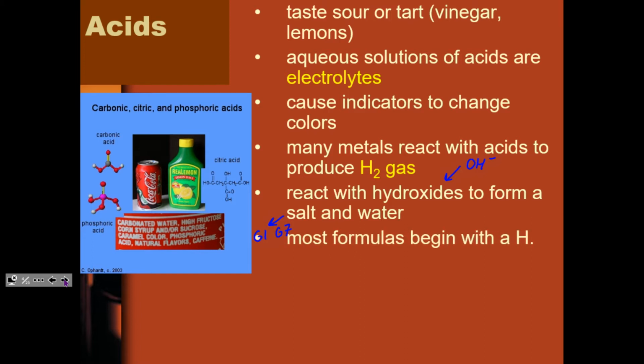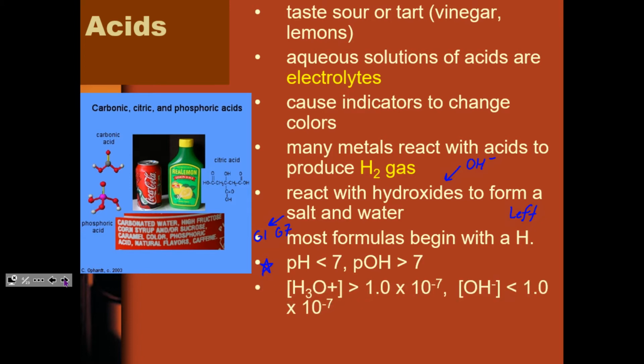Most formulas begin with H, which is how we form that hydrogen gas when we mix it with metals. So look for an H, and generally the H is going to be on the left side of the formula. The pH value, which we'll discuss later in this video, is less than 7. The pOH, which we will also discuss later in this video, is greater than 7. So these are values that classify a compound as an acid.